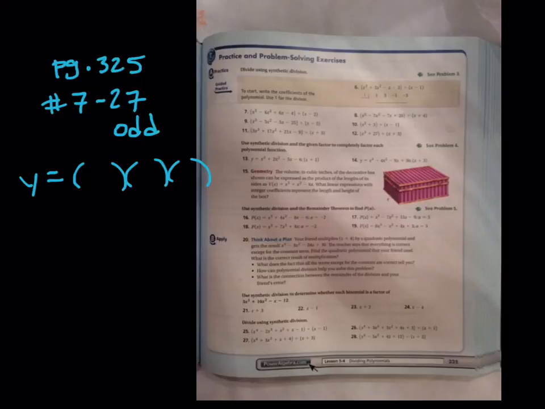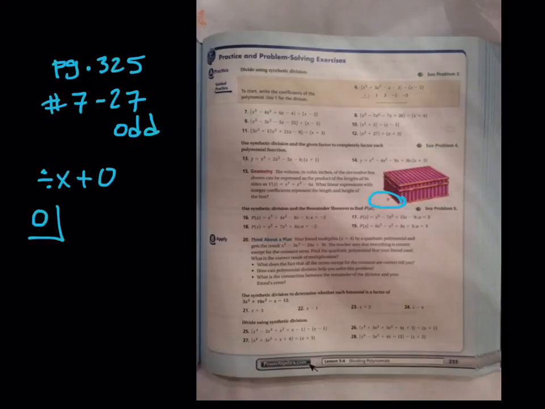We know that the width is an x, right? So you're going to use synthetic division, and this one actually is a little bit different. What do we do if we're dividing by x? To divide by x, what you want to do is think of this as dividing by x plus 0. So then 0 is the number that goes in the box for synthetic division. Everything else is the same, but 0 is the number that goes there.